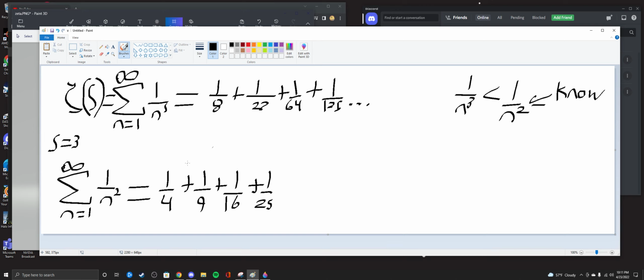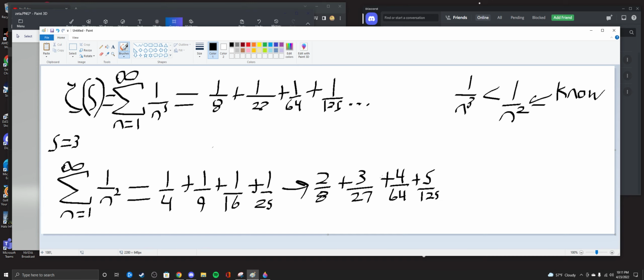So we have 1 over 4 plus 1 over 9 plus 1 over 16 plus 1 over 25, and I want to write it in terms of 1 over n cubed. So we want to multiply to make all these have the same common denominator as the ones above. So we would have 2 over 8, because 1/4 is equivalent to 2 over 8, plus 3 over 27, plus 4 over 64, plus 5 over 125.